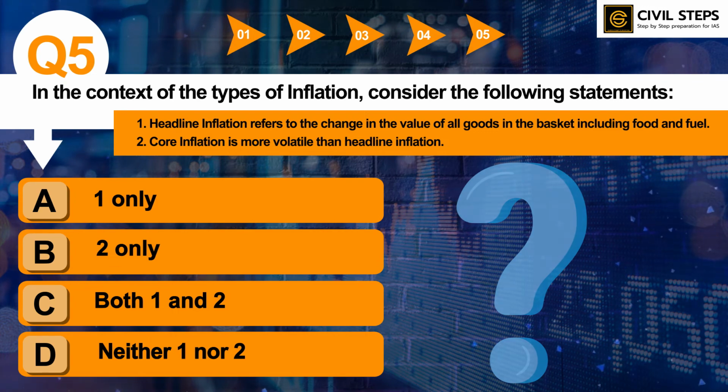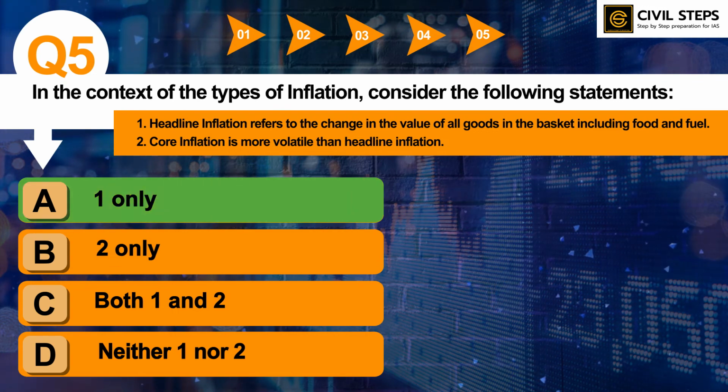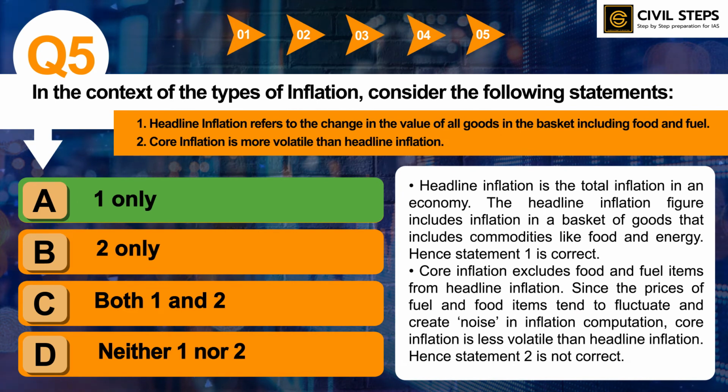The correct answer of this question is option A, one only. So, headline inflation is a total inflation in an economy. The headline inflation figure includes inflation in a basket of goods that includes commodities like food and energy, hence statement number 1 is correct, while core inflation excludes fuel and food items from headline inflation. Since the prices of fuel and food items tend to fluctuate and create noise in inflation computation, core inflation is less volatile than headline inflation. Hence, statement number 2 is not correct.